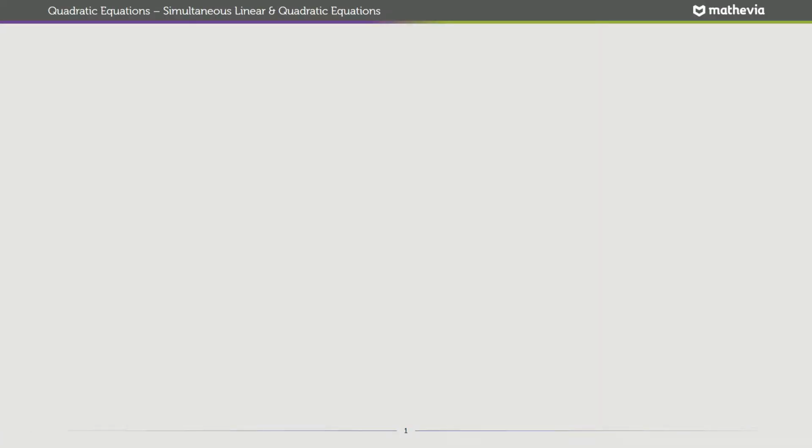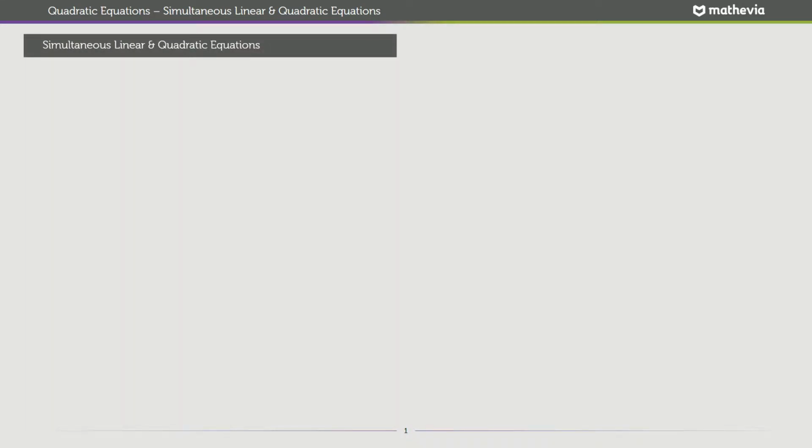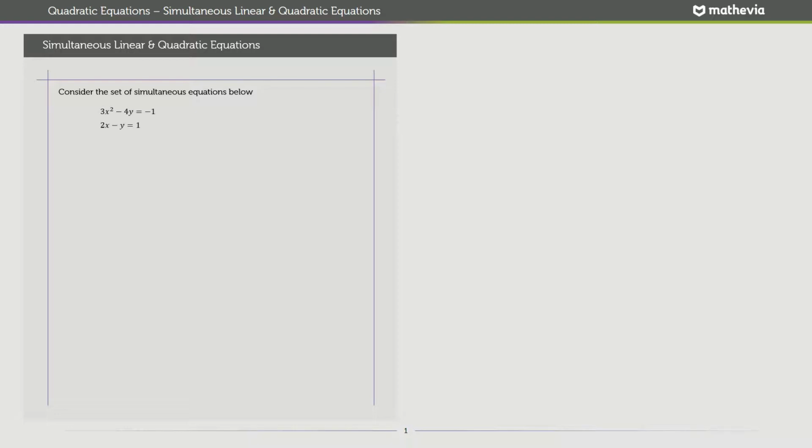So, quadratic equations, simultaneous linear and quadratic equations. Now, consider the set of simultaneous equations below. We have equation 1 as 3x squared minus 4y equals minus 1, and equation 2 as 2x minus y equals 1. What we have here is a set of simultaneous equations, and as you can see, we have some quadratic properties in the first. We have two variables at play, but then we have x squared, and x squared complicates matters. X squared makes things interesting.